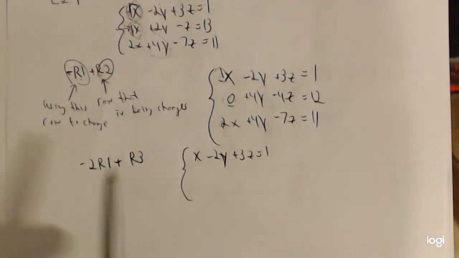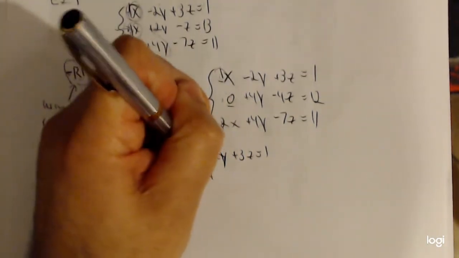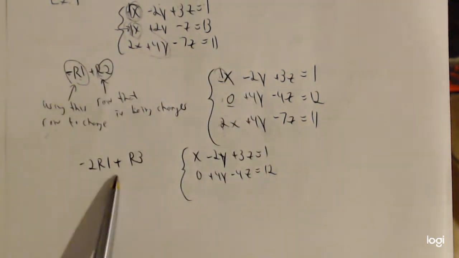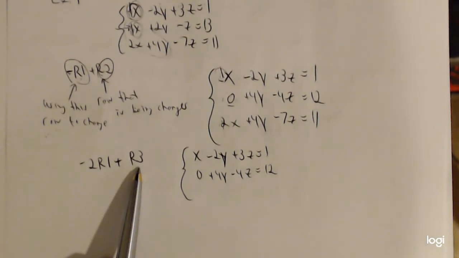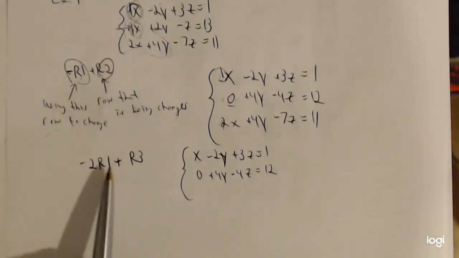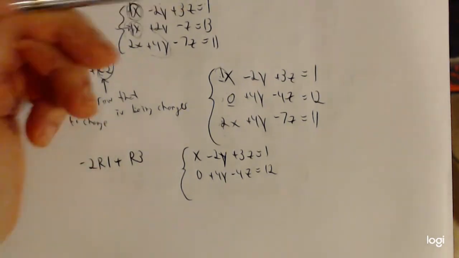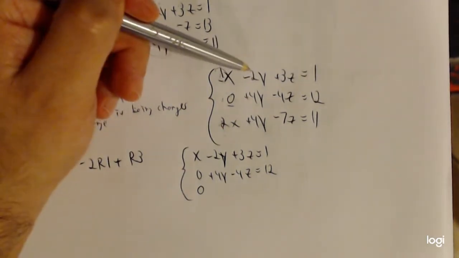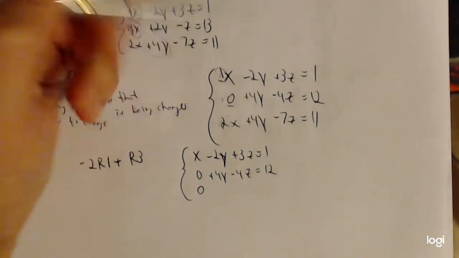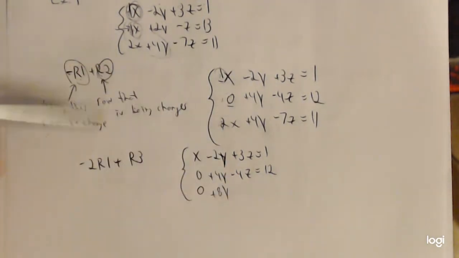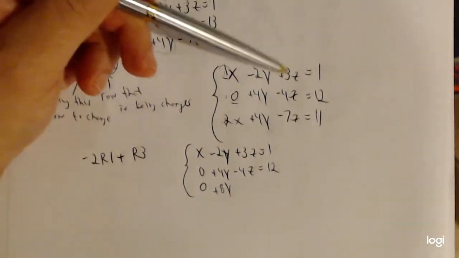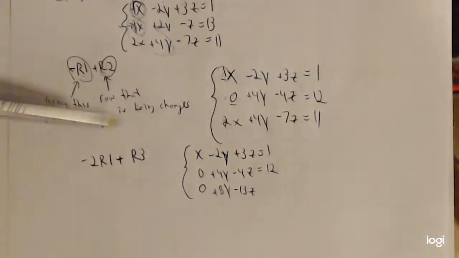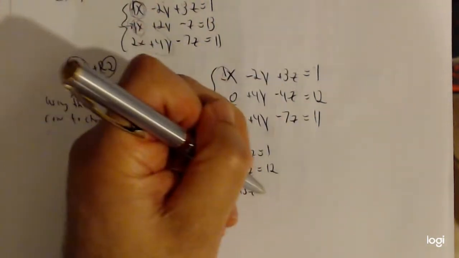But now the second row also isn't being changed, but the third row is going to be changed. And what is the third row going to turn into? My new third row is what I get when I combine negative 2 times row 1 to row 3. So negative 2 times x is negative 2x plus 2x. That's a 0. Then negative 2 times negative 2y becomes 4y plus 4y is 8y. Then negative 2 times 3z is negative 6z plus negative 7z, that's minus 13z, and finally negative 2 times 1 is negative 2 plus 11 is 9.